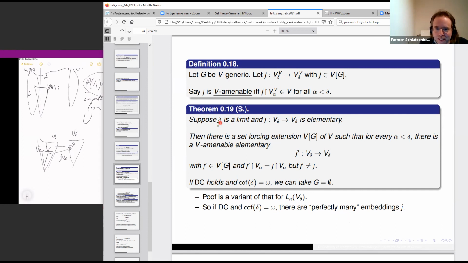In the case where you don't have DC, or coef delta is not omega, you still get this tree. It's just that maybe you can't find branches through it.